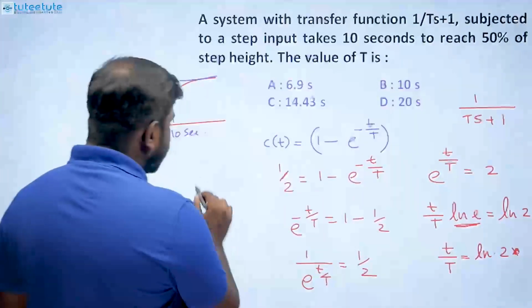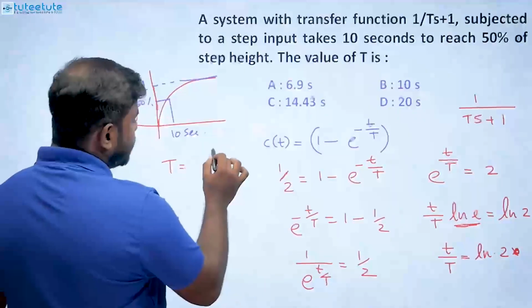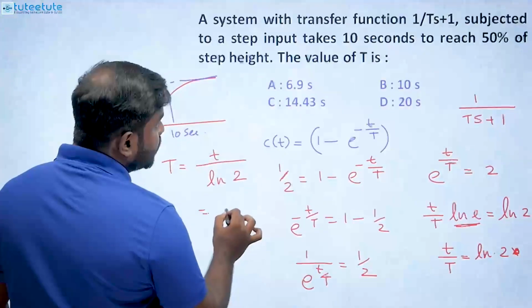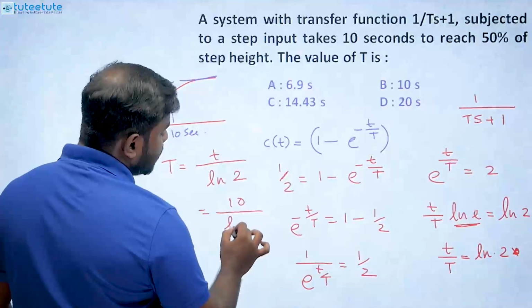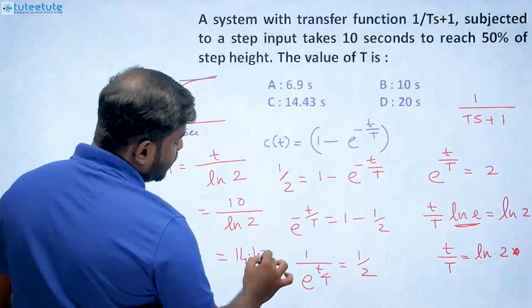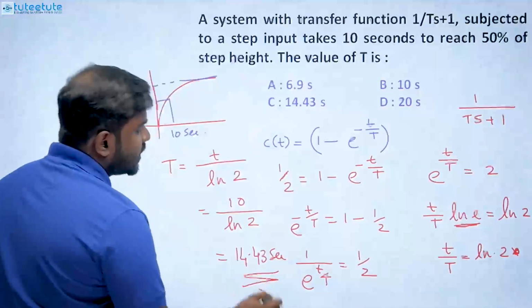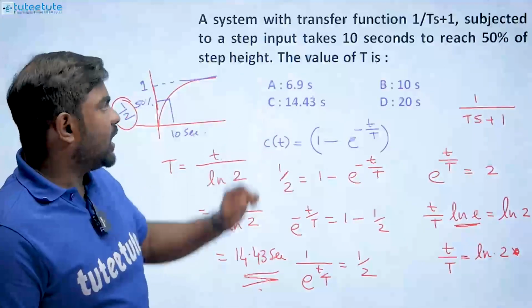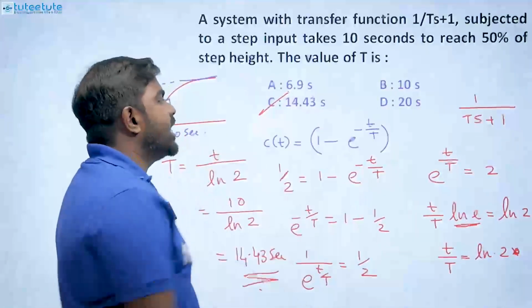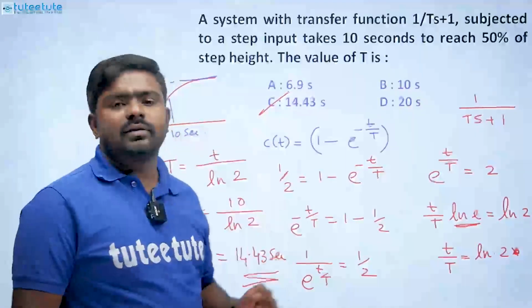Now we have to find tau. So tau would be equal to the time divided by natural logarithm of 2. That would be 10 seconds divided by natural logarithm of 2, and the answer would be 14.43 seconds. This will be your answer for the question. So option C will be the right choice for question number 3.